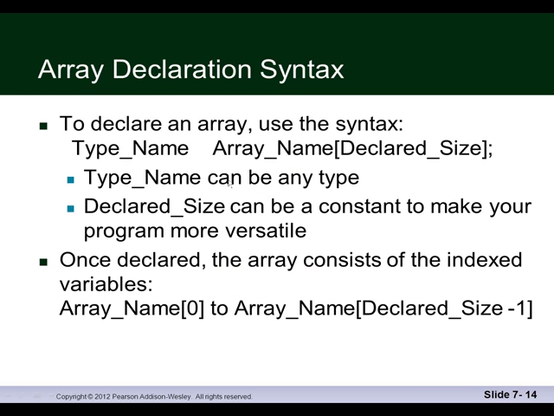So the way we're going to declare it, we're going to have the type name, array name, declared size. We can have any type over here: char, double, integer, anything. Then we have the type, and then we have the size.